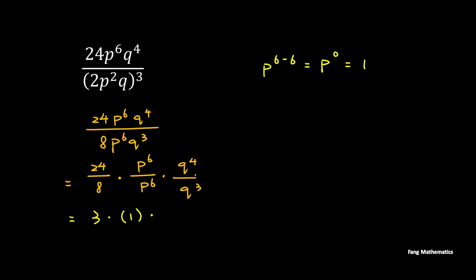I believe q, they have the same base and performing division. So you are to subtract the power. Q to the power of 4 minus 3. That should give you q. So attach the q. I believe you should get your final answer as 3q.